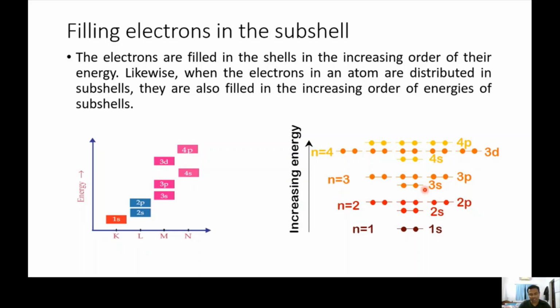so the next 6 electrons will go to 2p. Then 2 electrons will go to 3s. Then the next 6 electrons will go to 3p. After 3p, 4s is coming because 3d has higher energy compared to 4s. So 4s, 2 electrons. Then in the d subshell, we know that a maximum of 10 electrons can be accommodated. Therefore, the next 10 electrons will be accommodated in 3d. Then the next 6 electrons will go to 4p. So in this way, electrons will be filled inside the atom.